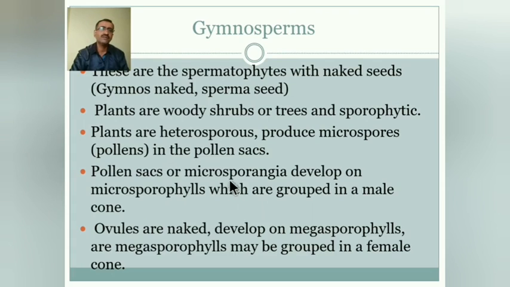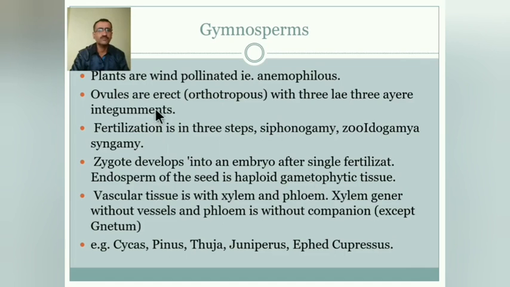Male and female cones are present in gymnospermic plants, and pollen is present on the microsporophyll, whereas the ovule is naked and develops on the megasporophyll. Pollen sacs are produced on microsporophylls, ovules develop on megasporophylls, and the megasporophylls may be grouped in a female cone. Pollen sacs group in the male cone, ovules group in the female cone. That is another characteristic of gymnosperms.